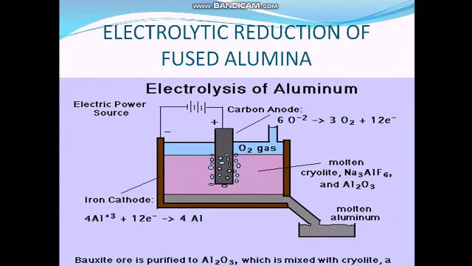Now why have we taken these percentages? Cryolite is needed as 60% because cryolite is needed to lower the fusion temperature from 2050 to 950 degrees Celsius.